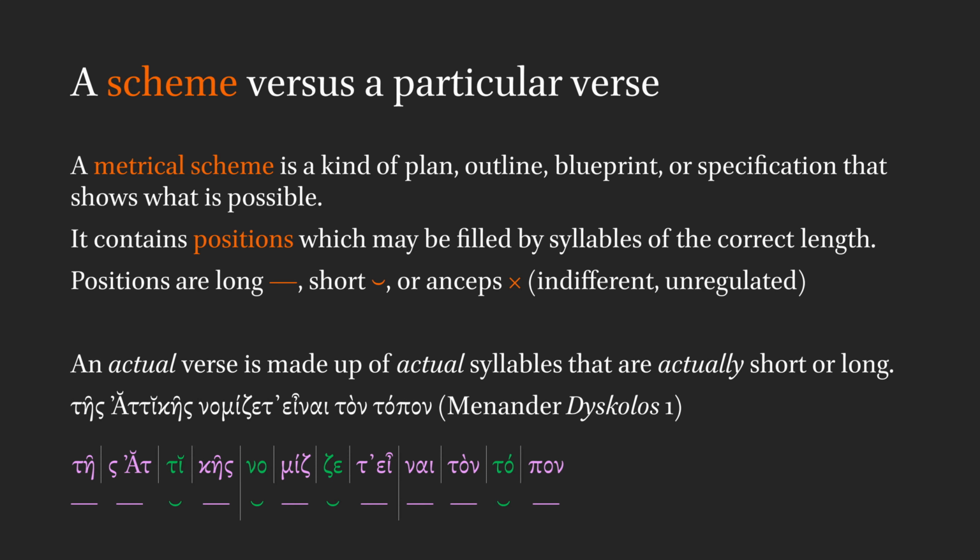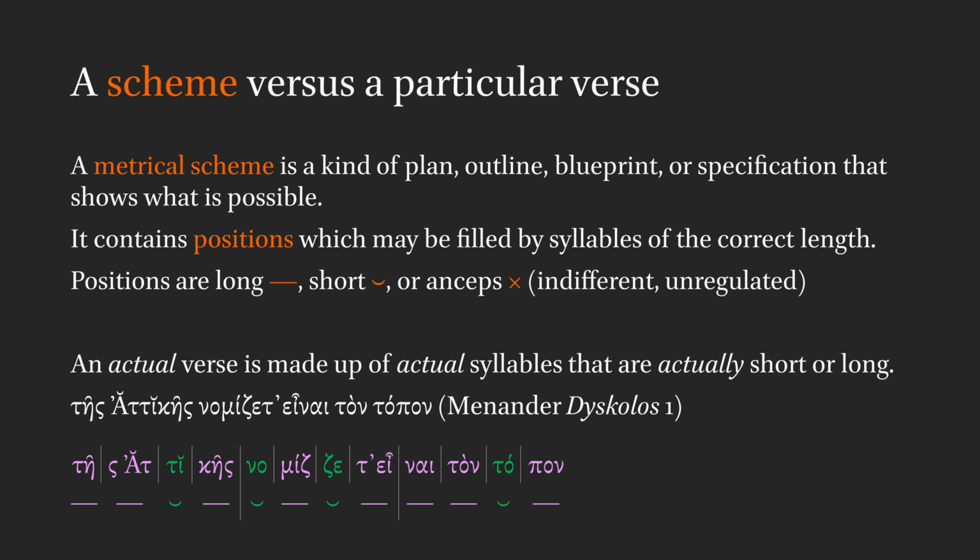Part 8. Blueprints versus reality, or metrical schemes and variation. When looking at metre, there is an important distinction between a metrical scheme and the actual pattern of long and short syllables in a particular verse on the page. A metrical scheme is a kind of plan, outline, blueprint, or specification that shows what is possible.